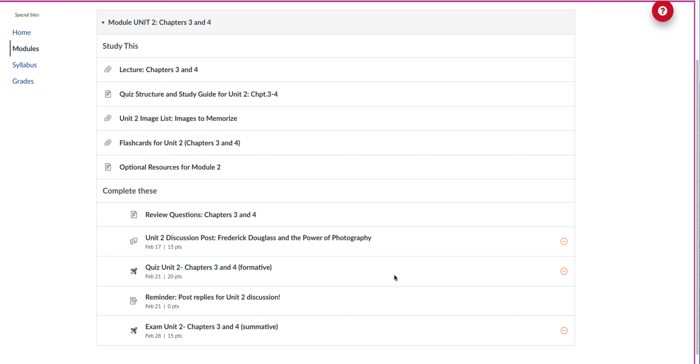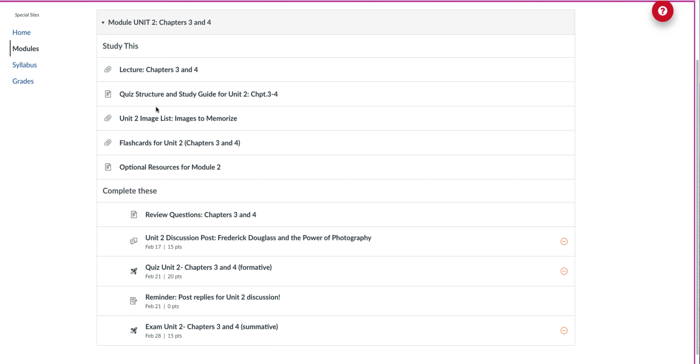For Module Unit 2, which is going to cover chapters 3 and 4 in the textbook. And so here I am on the Canvas site for the course, and I just wanted to give you a quick rundown. Remember, as always, you're going to find the PDF lecture material under where it says Study This. You can read about the quiz structure and the study guide.